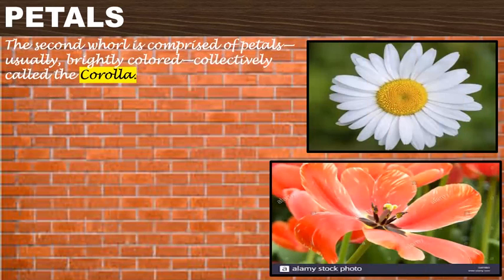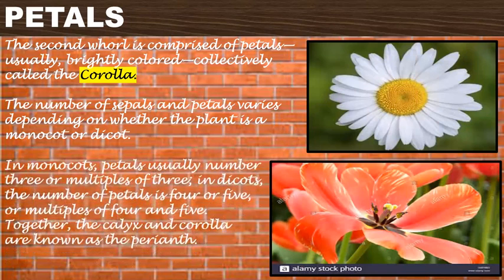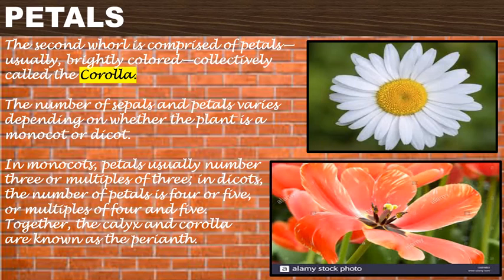Petals. The second whorl is comprised of petals, usually brightly colored, collectively called the corolla. The number of sepals and petals varies depending on whether the plant is a monocot or dicot. In monocots, petals usually number 3 or multiples of 3, whereas in dicots, the number of petals is 4 or 5 or multiples of 4 and 5.